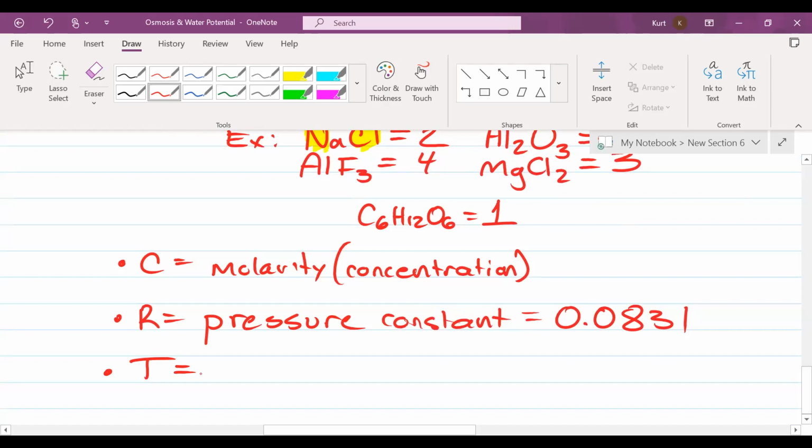Okay, and then T is temp, but it has to be in Kelvin. Does anybody remember how you calculate Kelvin from Celsius? You do Celsius plus 273. That's right.